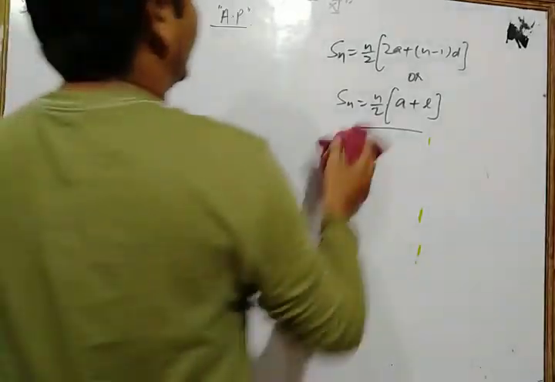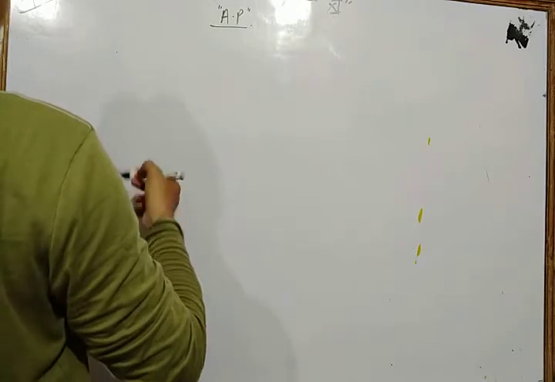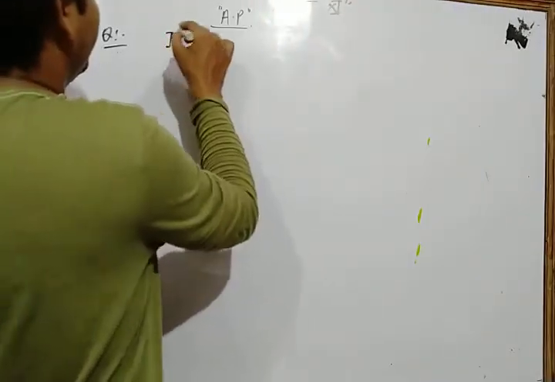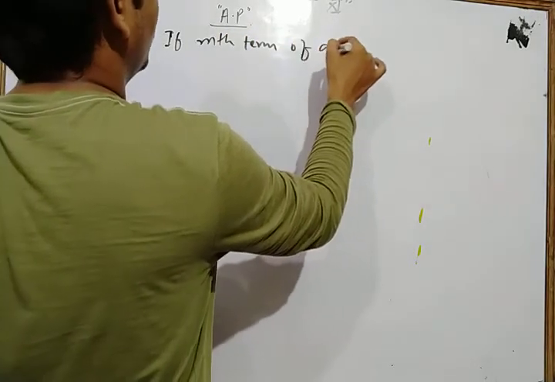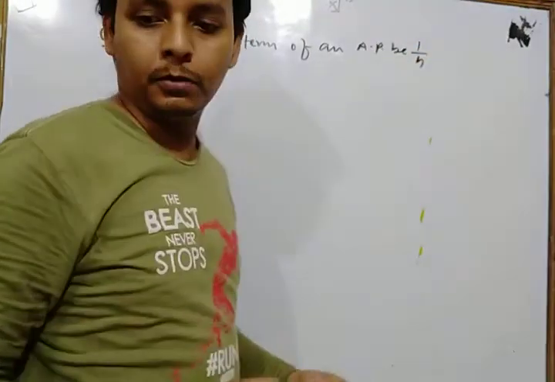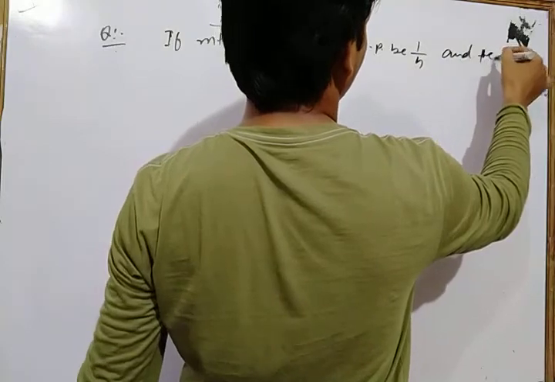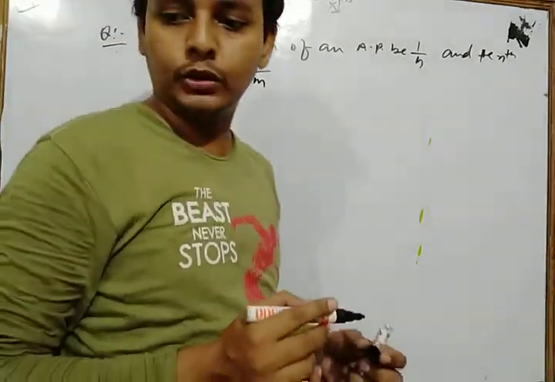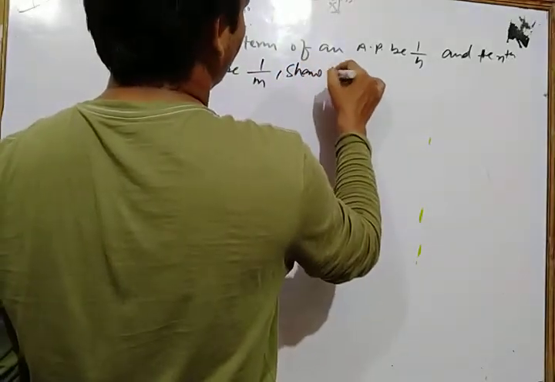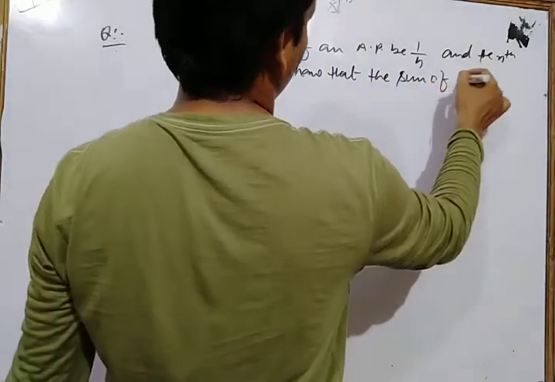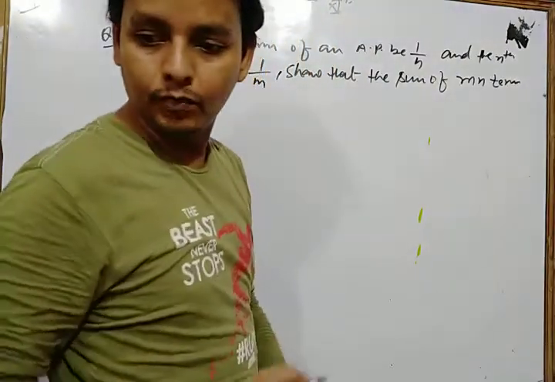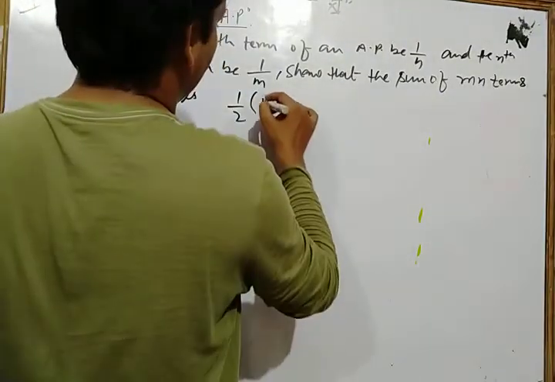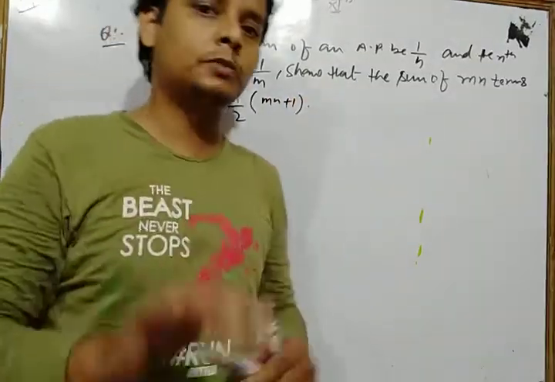Let's see. Take a question. If the mth term of an AP is 1 upon n, and the nth term is 1 upon m, show that the sum of mn terms is 1 by 2 in bracket mn plus 1. This is the question, dear students. This is one of the most important questions of your syllabus.